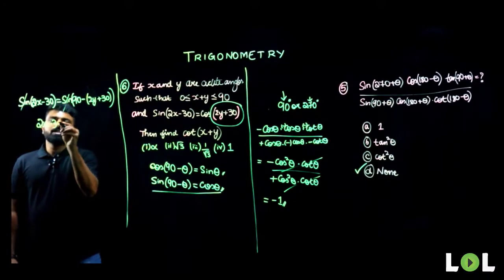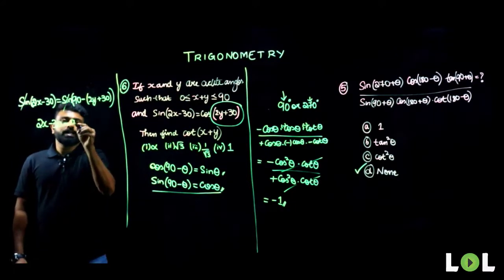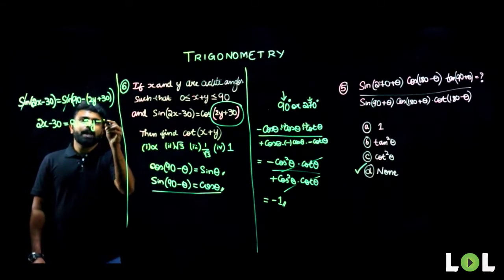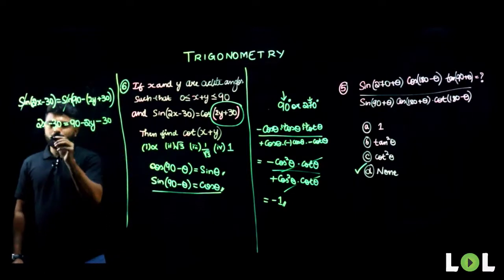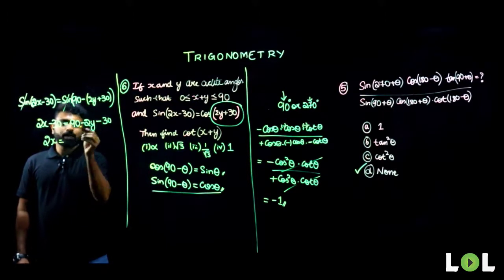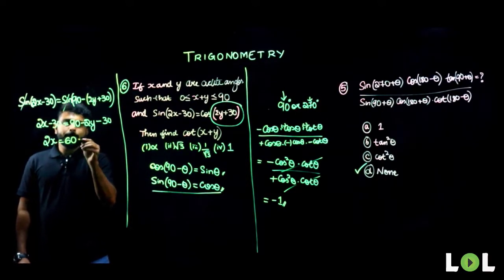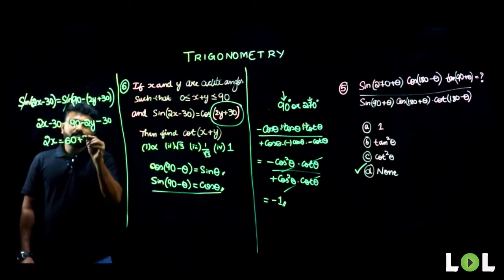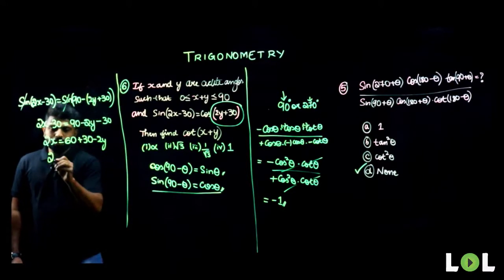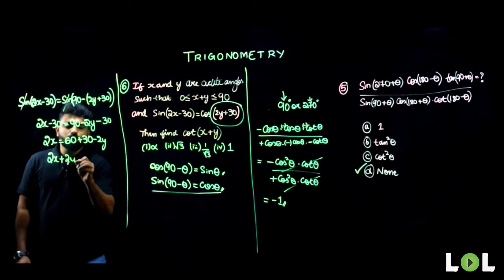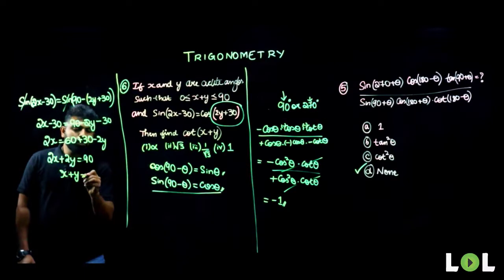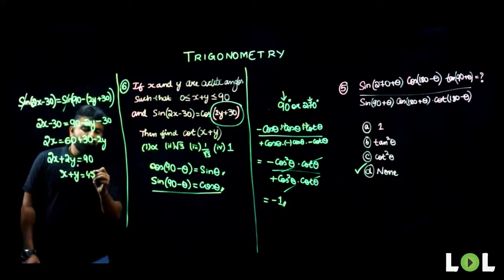2x minus 30 will be equal to 90. If I take minus to the inside, I will be left with 90 minus 2y minus 30. So what will be the value? 2x will be equal to 90 minus 30, which is nothing but 60. 30 to the other side will become plus 30 minus 2y. So minus 2y to the other side, I will be left with 2x plus 2y equal to 90 degrees. So what will be the value of x plus y? x plus y will be equal to 90 divided by 2, that is nothing but 45 degrees.